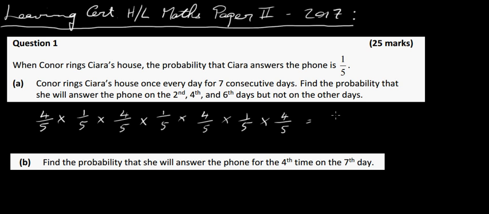So when you multiply all this out you get 256 over 78125. You can write that as a decimal as well. I've kind of rounded it here, but it's 0.003278. That's it really. This is the probability that she will answer the phone on the 2nd, 4th and 6th days, but not on the other days. Okay, let's have a look at the next one then.